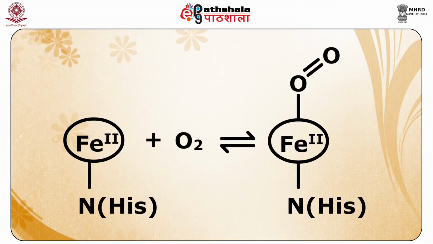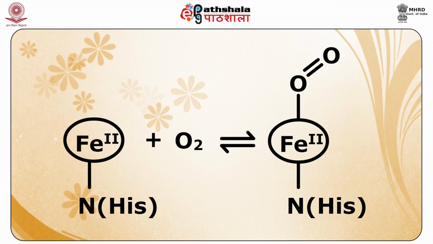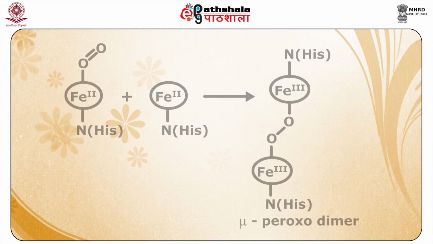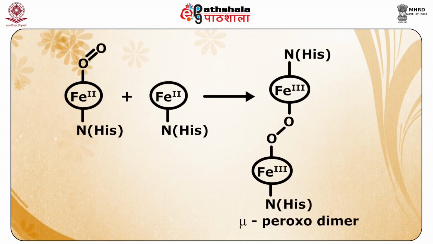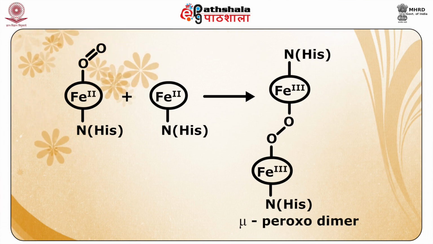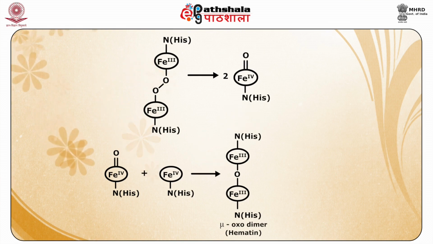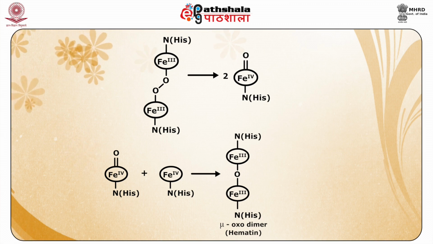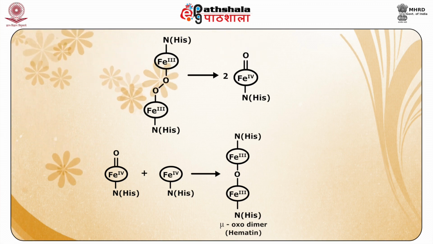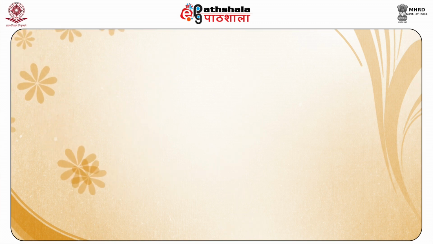Let us look at the figure to understand the detailed mechanism. As soon as naked heme binds dioxygen, it combines irreversibly with another naked heme, forming the mu-peroxo dimer having iron(III). This peroxo dimer reacts with another heme to give the oxo-bridged dimer called hemin. Hemin is unable to transport dioxygen.